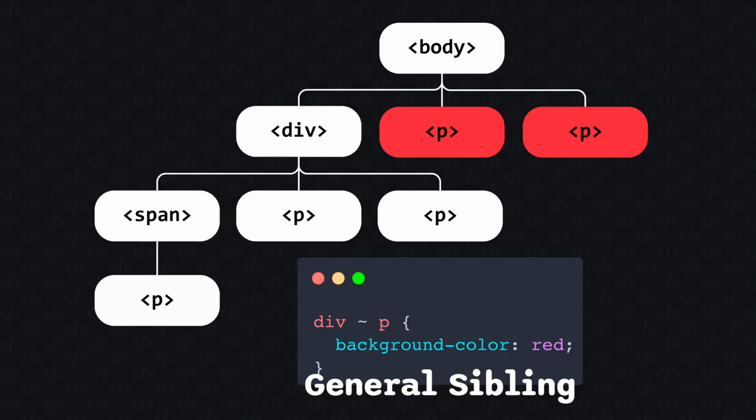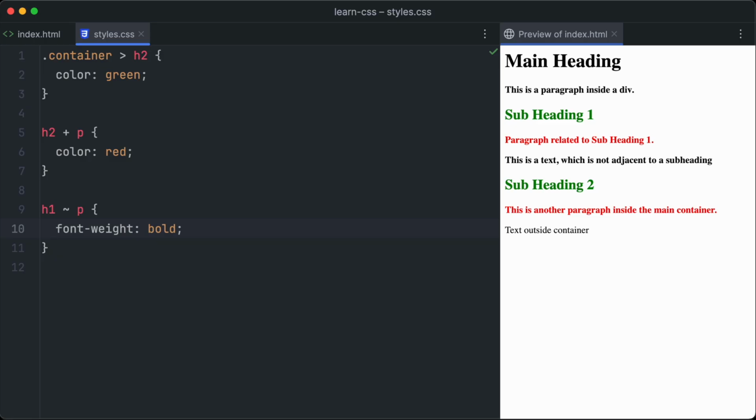The last combinator we will have a look at is the so-called general sibling combinator. This selects all siblings which are on the same level but not necessarily immediately after another element. To create a general sibling selector, we have to use the tilde character. Let's make all of the paragraphs bold which are siblings of h1 headings.